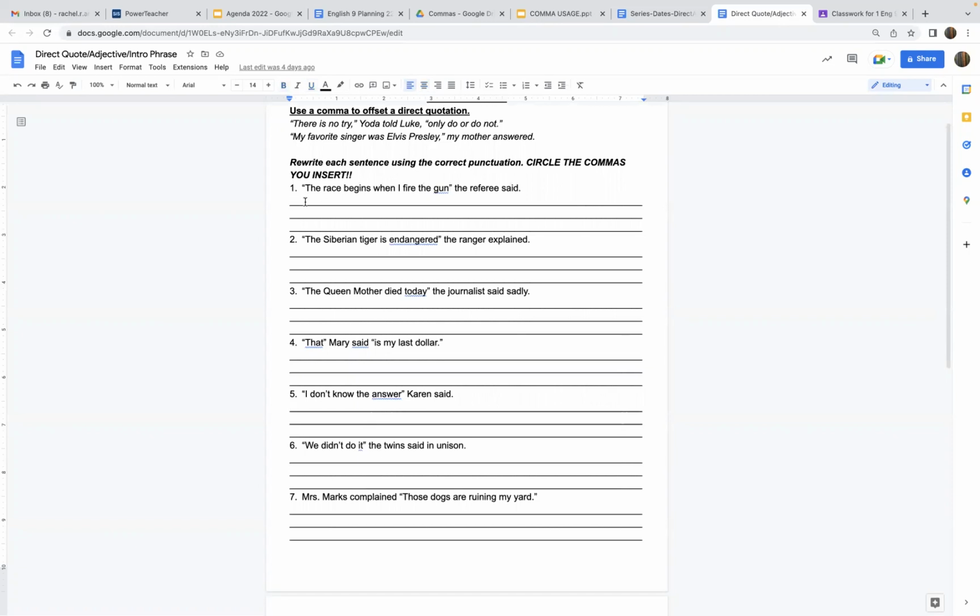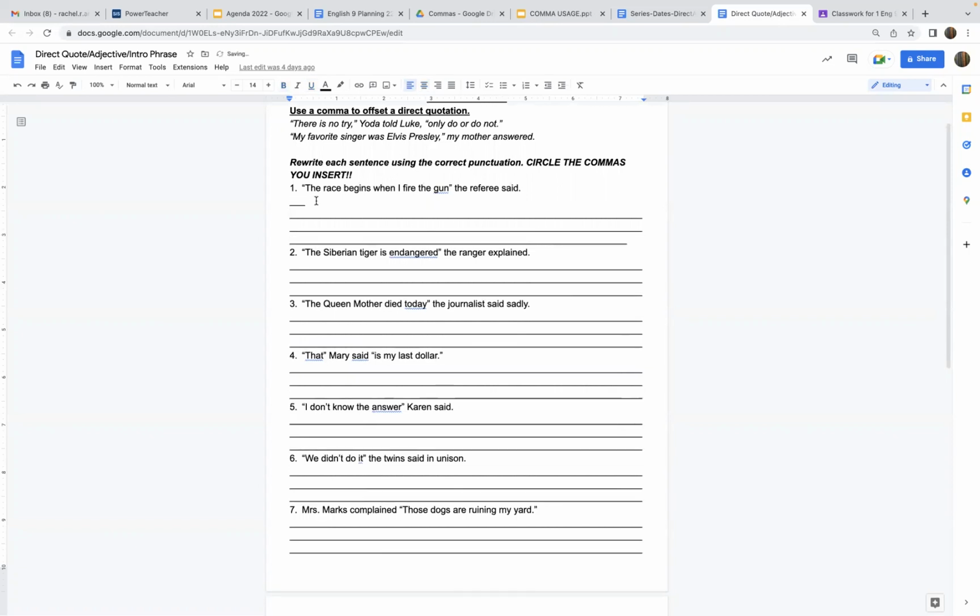Okay. So I'm just going to hit enter so you can see my answer a little bit better. I'm going to start with my quotations. The race begins when I fire the gun, comma, quotation. I tuck that in because this is what the referee said. Okay. So the race begins when I fire the gun, comma, to offset the he said, she said. Okay. There are 6 left.